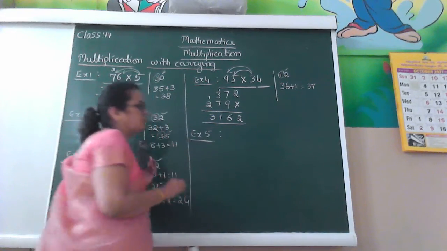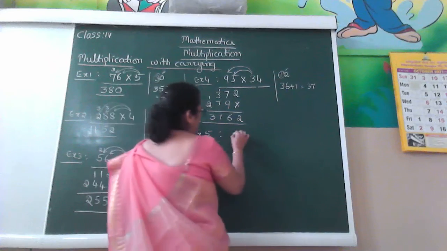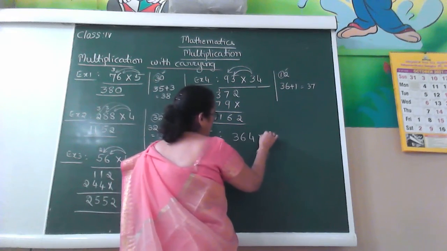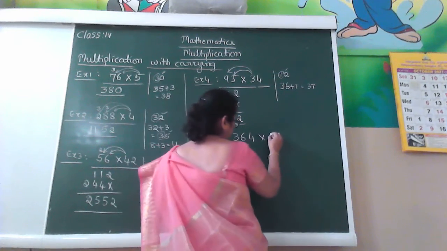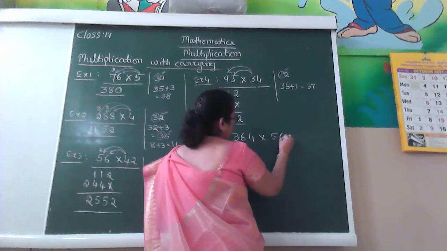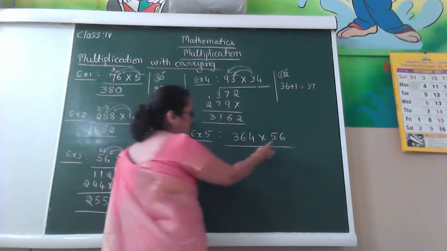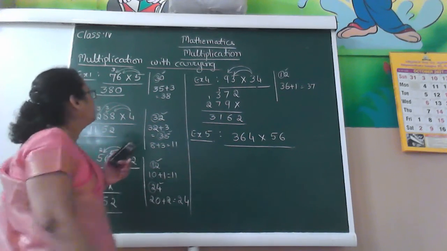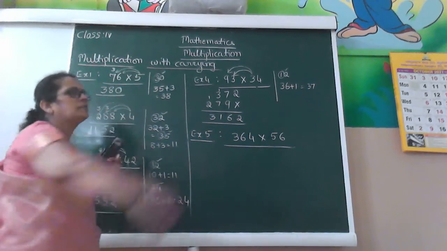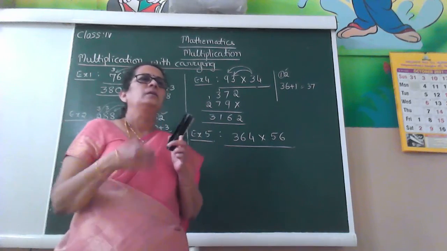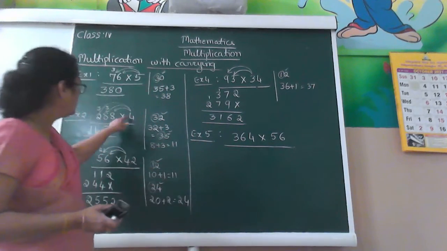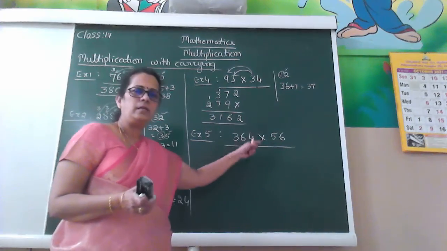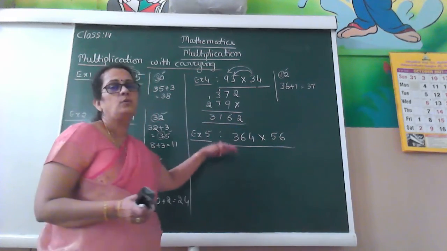Okay, I do another example, sir. I take 3 digits. It is 264 into 56. 3 digit into 2 digit. That is what multiplication with carry means. When you take more than 2 digits, then there will be more carry.